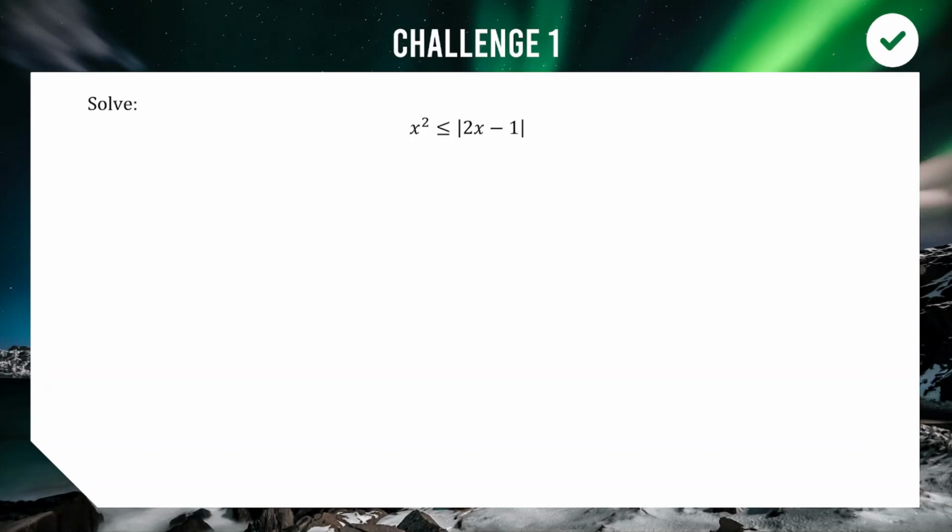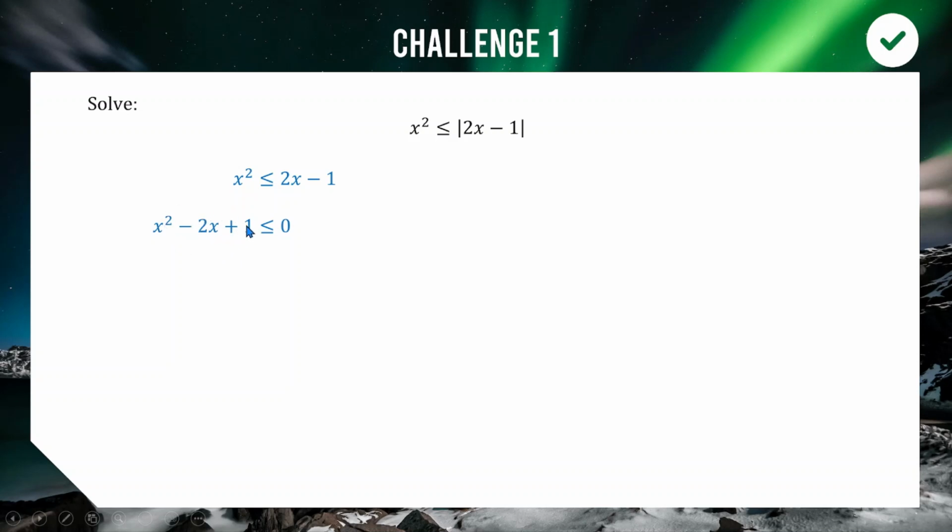Okay, first one is x squared is less than or equal to the absolute value of 2x minus 1. So whenever you have an absolute value, you're going to be working with two cases, the positive case or the negative case. Case 1 is that what's inside here is already positive, which means the absolute value doesn't change it. When what's inside here is positive, the absolute value just gives you what you put in. So we end up with this quadratic inequality, which we'll solve like before by putting everything on the left. So we have x squared minus 2x plus 1 less than or equal to 0.